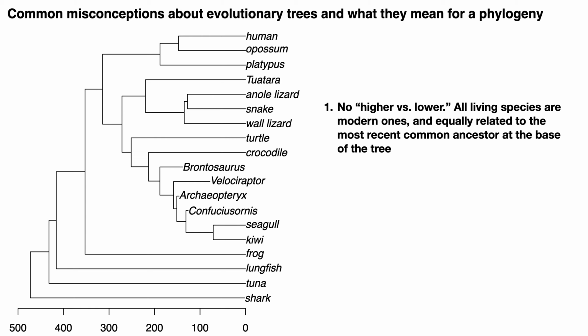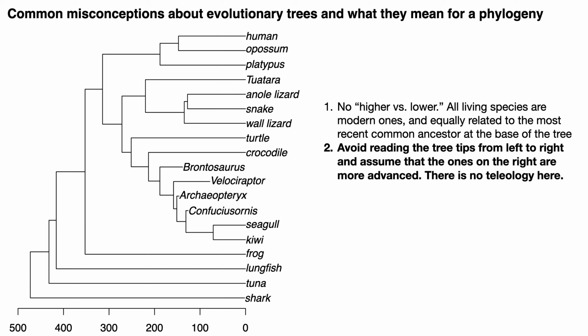A few things that are common for beginners to miss when interpreting evolutionary trees. First of all, forget about ladders, okay? There's no higher and lower. All living species are modern ones, and all living species that are shown on any tree are equally related to the most recent common ancestor at the base of the tree. Next, avoid reading the tree tips from left to right, or in this case, bottom to top, and assuming that the ones at the right or the top are more advanced. Just because we're people doesn't mean we're the pinnacle of creation, because that's ladder thinking again. So there's no teleology here, meaning that there's no purpose-oriented evolution when we're looking at natural history.